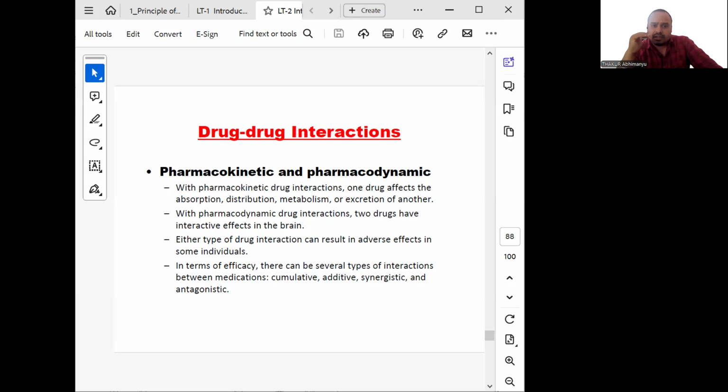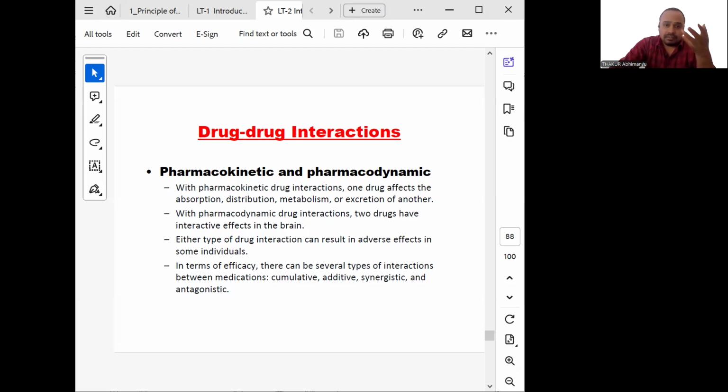Next is MAO inhibitors and SSRIs. This combination can lead to serotonin syndrome. Potentially life-threatening conditions can happen. And if you take grapefruit juice along with different other medications, the grapefruit juice can inhibit the cytochrome enzyme, and it can affect the metabolism of drugs.